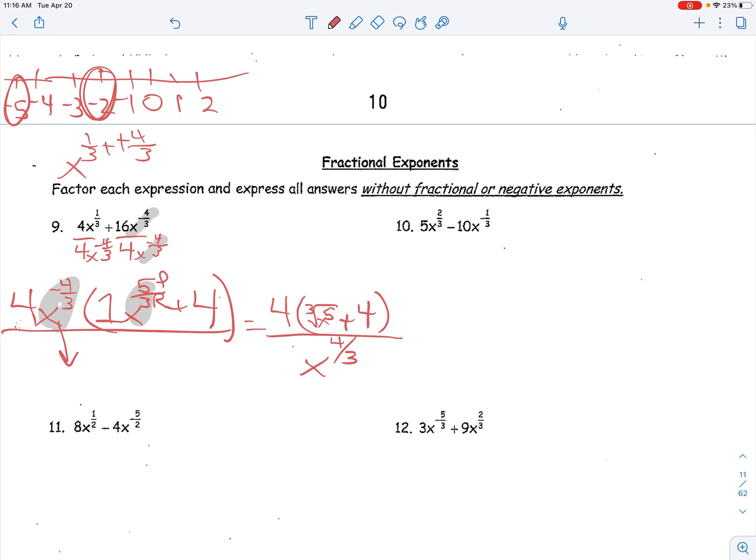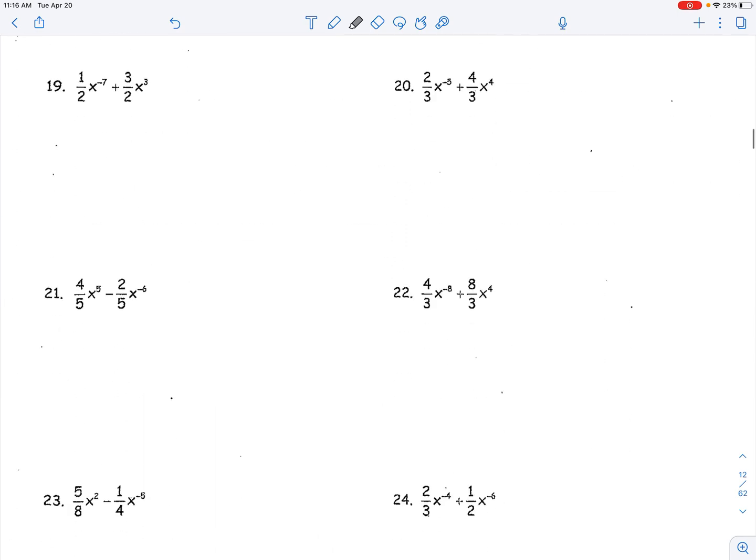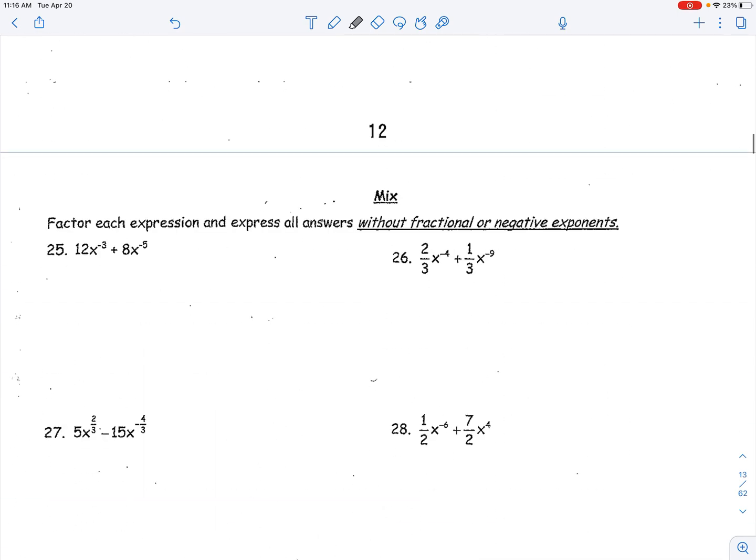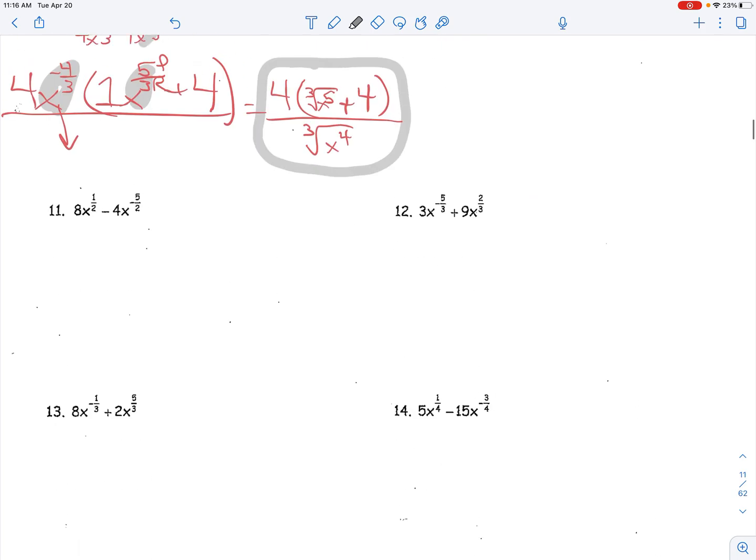Plus 4 over x to the 4/3, which I'm going to do a power over root on because, once again, they don't want fractional exponents. So that's going to be over the cube root of x to the 4th. Once again, you can have the 4 on the inside of the radical, or you can have it on the outside. It does not matter, people. And that is your answer, all right, to number 9. So there's a little taste. We'll do more of these on this page next time.